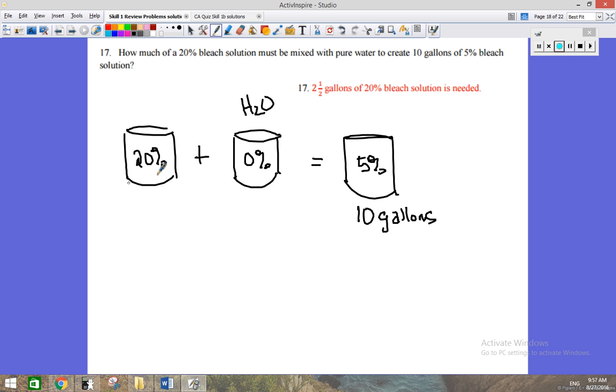So this 10 gallons is split up between these two containers. It could be 5 and 5, but I doubt it. Whatever this is, it's saying how much of the 20%. So I'm going to let that be my unknown, X gallons. If I remove X from this, all I have left is the water. So the water is 10 minus X gallons. In other words, when we add these two algebraic expressions together, the X's cancel. This volume plus this volume does equal 10 gallons.